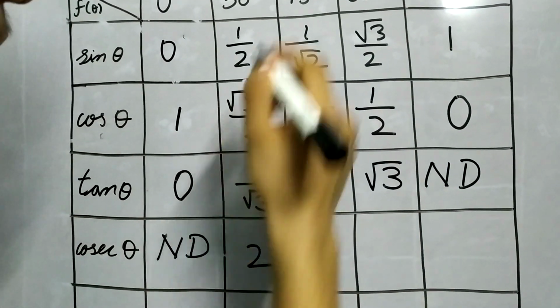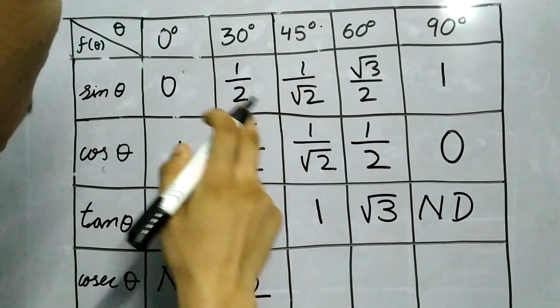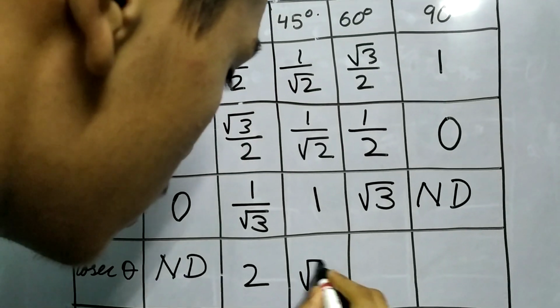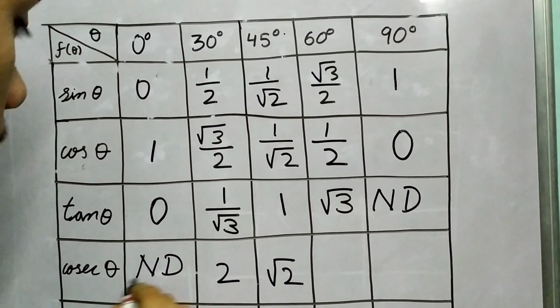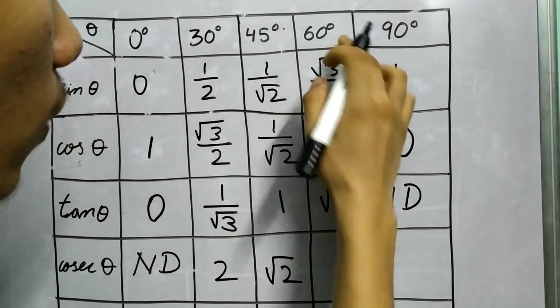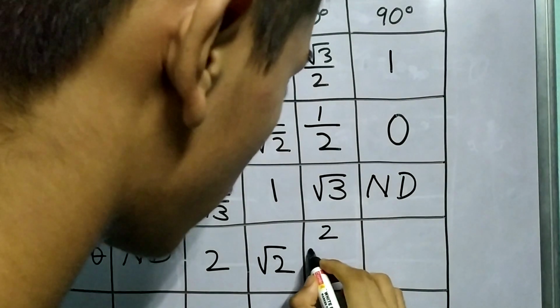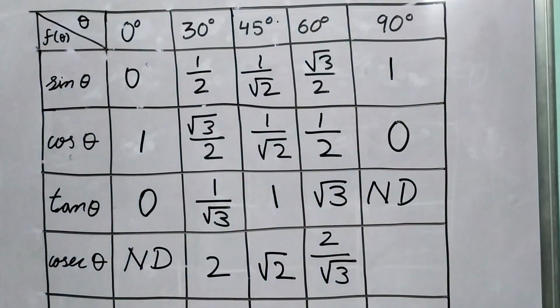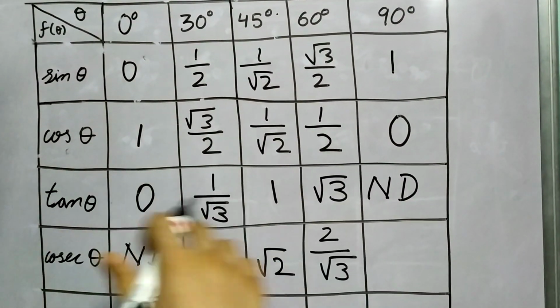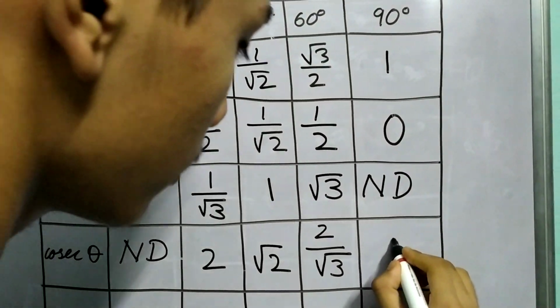Again, so cosec 45 degree will be 1 upon sine 45 degree, which is root 2. Okay, and cosec 60 degree will be 1 by sine 60 degree, so we get 2 by root 3. And what will be the cosec of 90 degree? So 1 by sine of 90 degree, so 1 by 1 and 1.